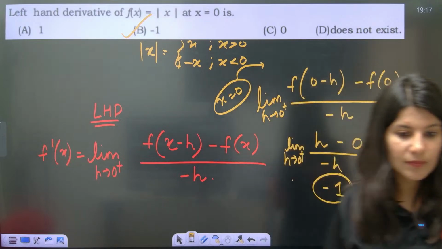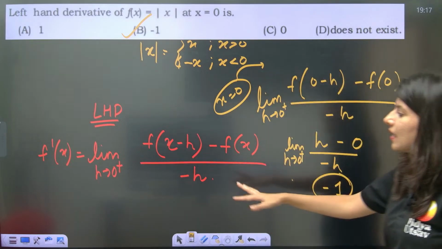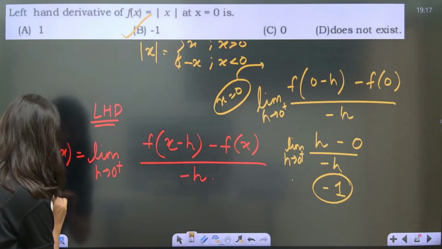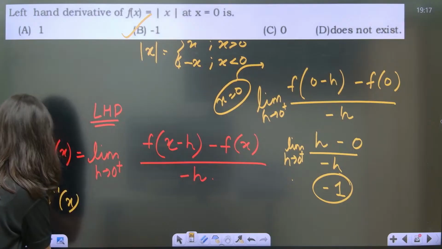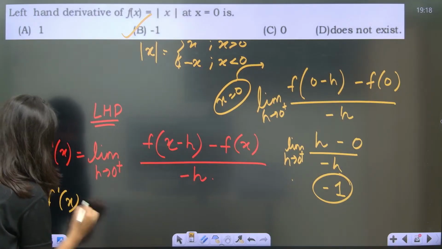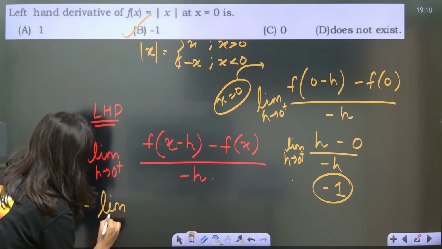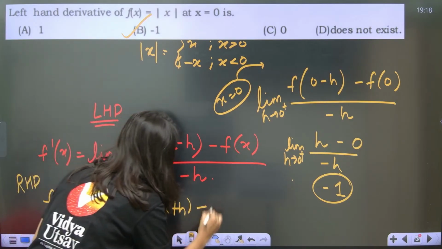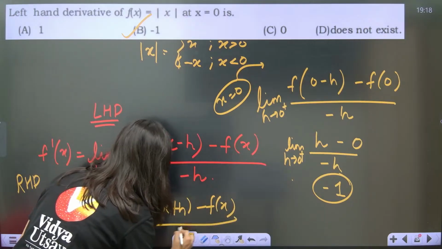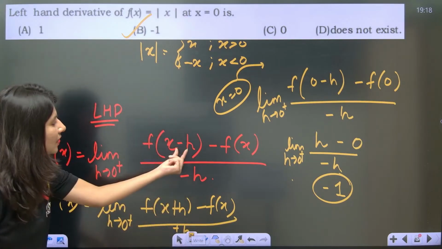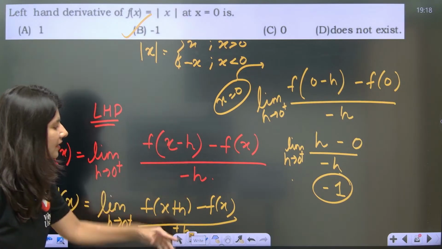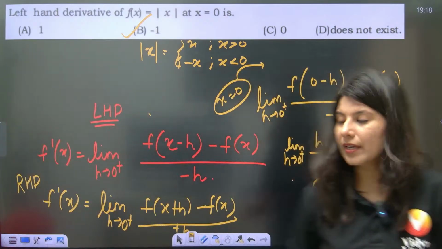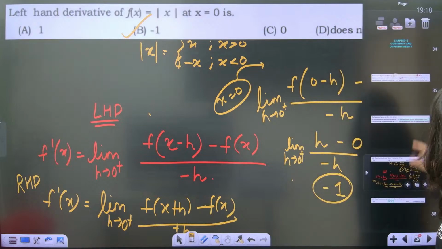Okay, left hand derivative is minus 1. This is left hand derivative. What about right hand derivative? Can anybody tell me? So right hand derivative, let me write over here RHD, which is equals to limit h tends to 0 plus, f of x plus h minus f of x upon h. Just see that h is going to be replaced by minus h in left hand derivative. That's it. There is no such difference. So this is for your revision, nothing else.